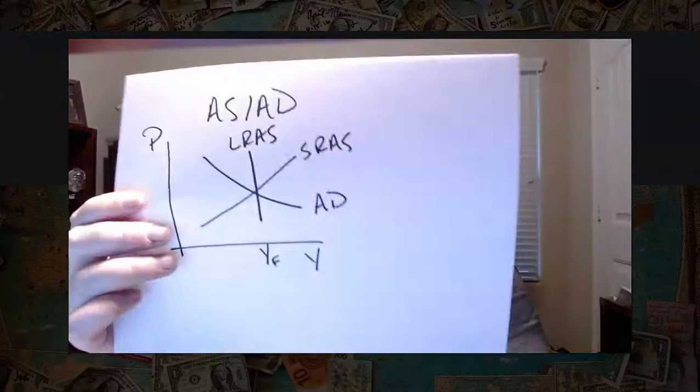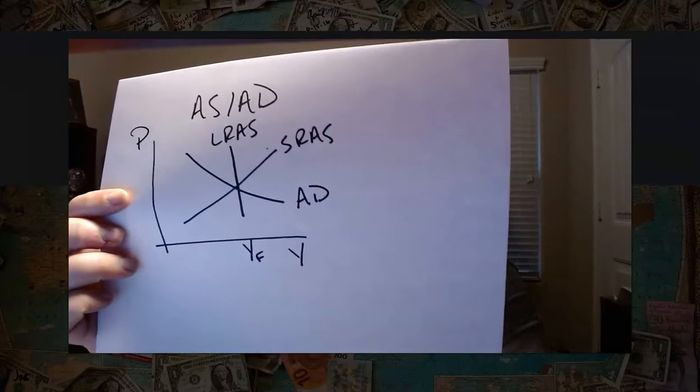All right, with price level on my vertical axis, output on my horizontal axis, an upward sloping short run aggregate supply curve, a downward sloping aggregate demand curve, and for good measure, I will go ahead and put in the long run aggregate supply curve and suggest that we are at or near long run equilibrium, what we call full employment output. This should look pretty familiar to you by now.